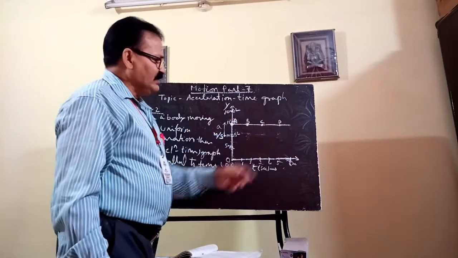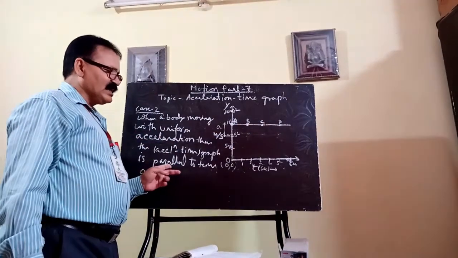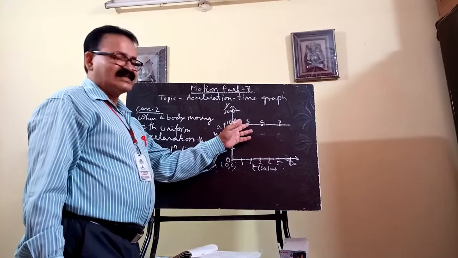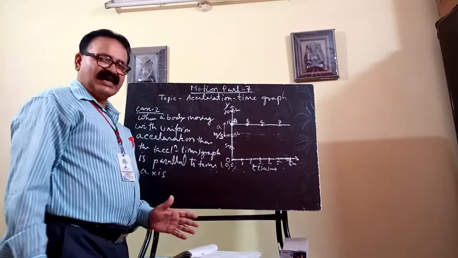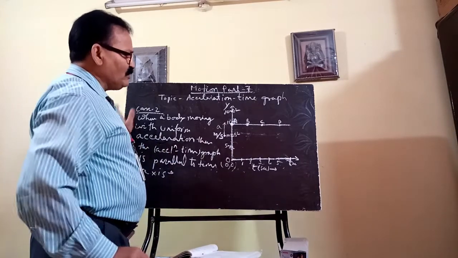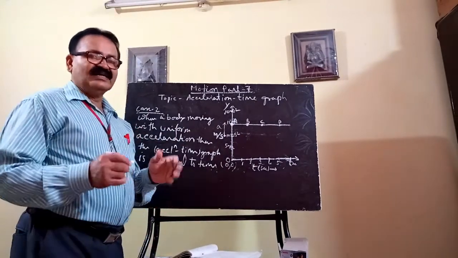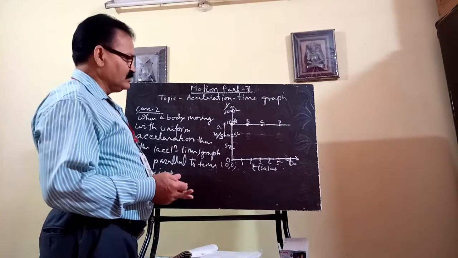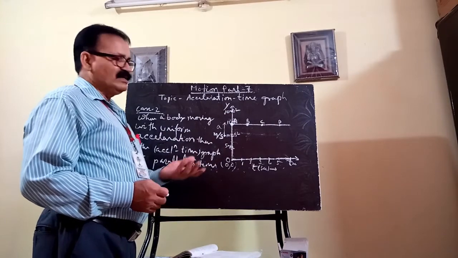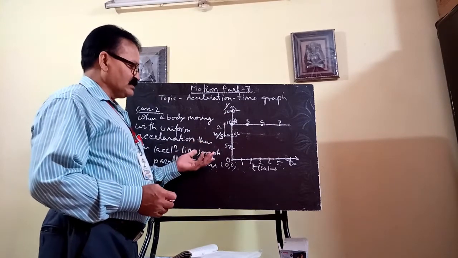So AD is the acceleration time graph, and the acceleration time graph is parallel with your time axis. Clear? So from these graphs, what will you obtain? From this acceleration time graph, we can infer the velocity.